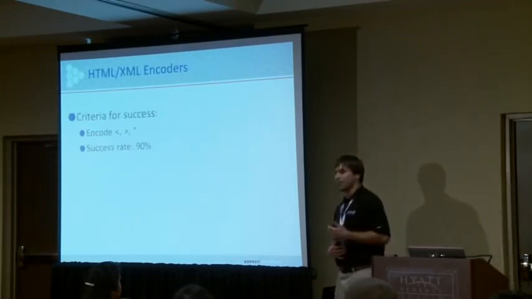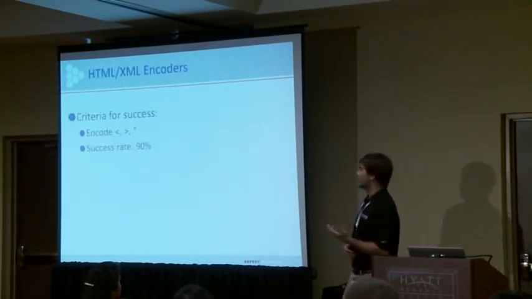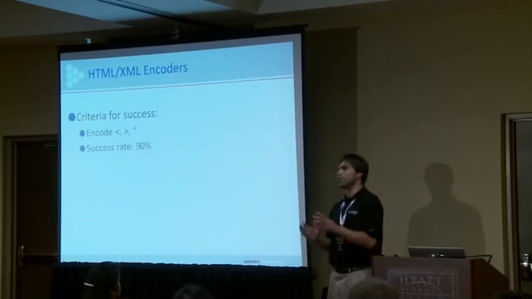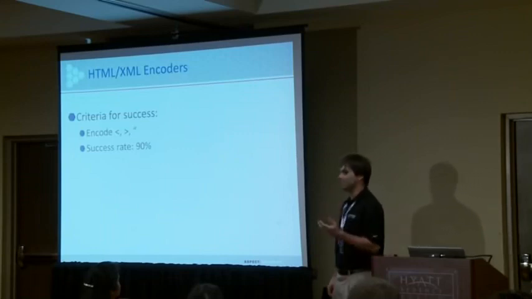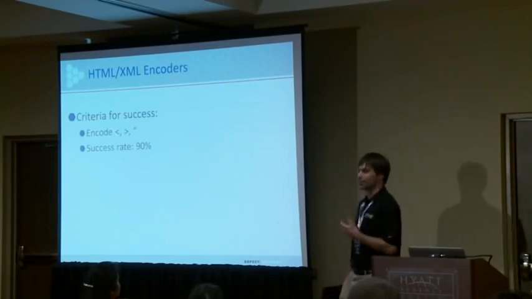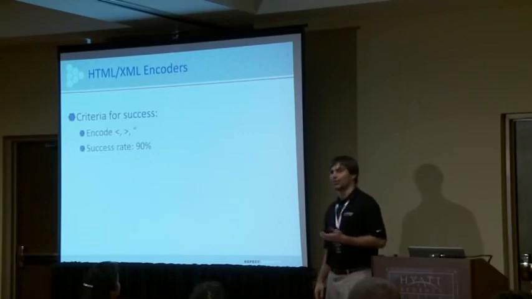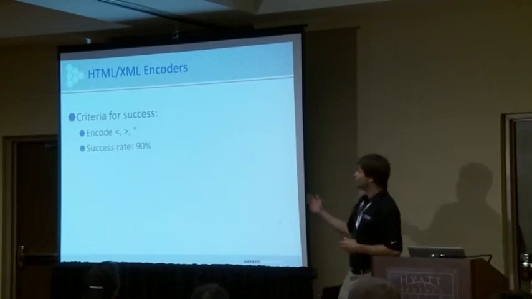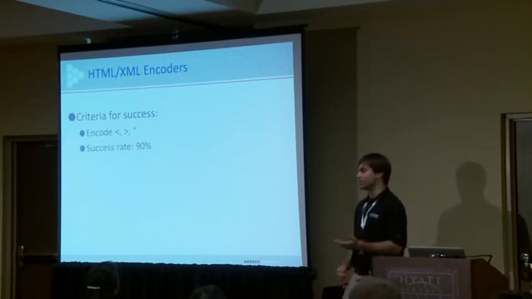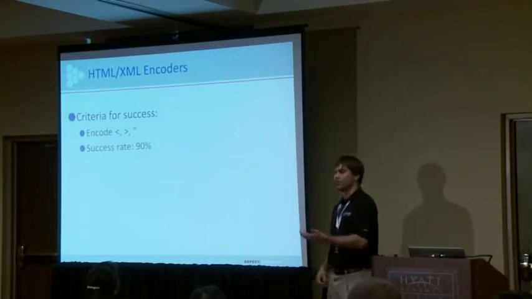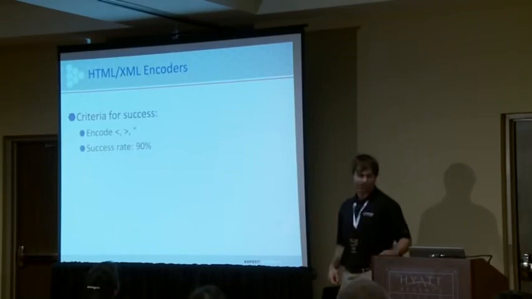We wanted to have some specific criteria for success for what it would mean for something to be a complete encoder of a certain type. So for HTML and XML, we said if it encodes less than signs, greater than signs, and quotation marks, that's a complete encoder, or we're going to count that. And for those, the success rate was very high. It was over 90% of the ones that we found to be encoders in the 80+ range.